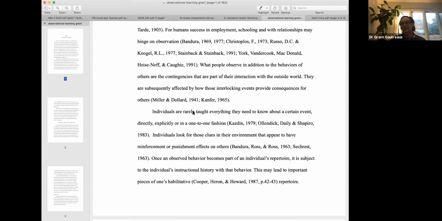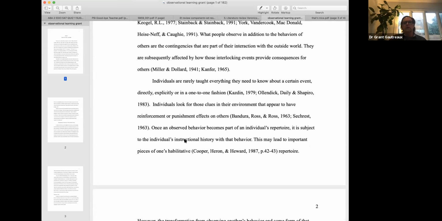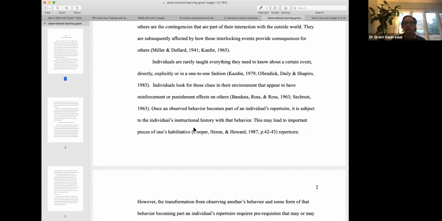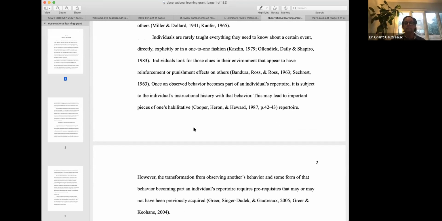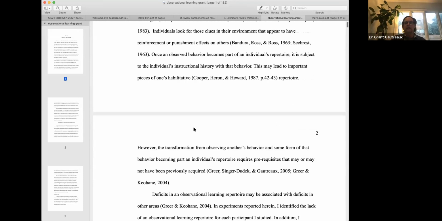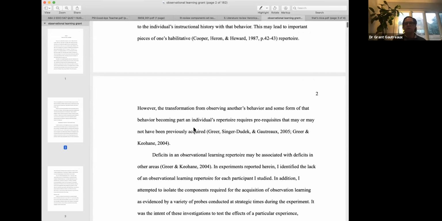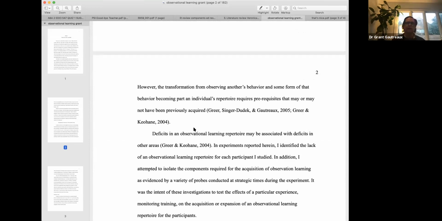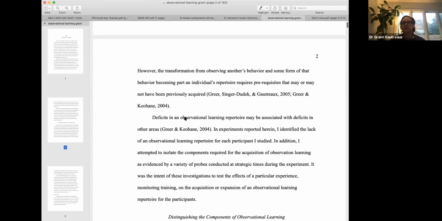Well, it's important because individuals are really taught everything may lead to important pieces of one habilitative repertoire. So now we need to kind of talk a little bit about what happens when there's a deficit in observational learning. Deficits in observational learning may be associated with deficits in other areas.